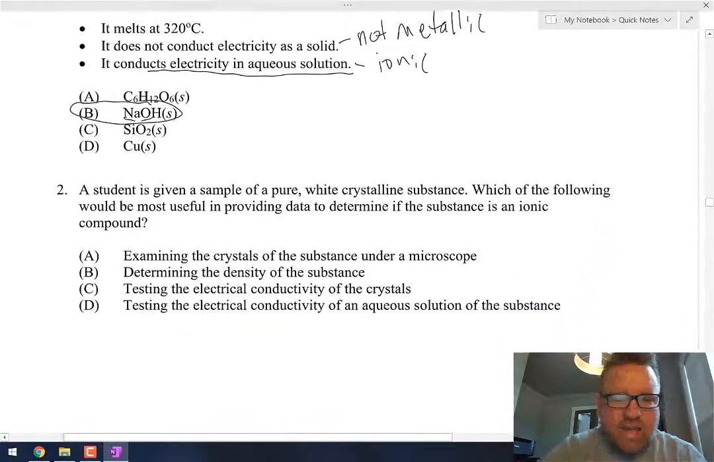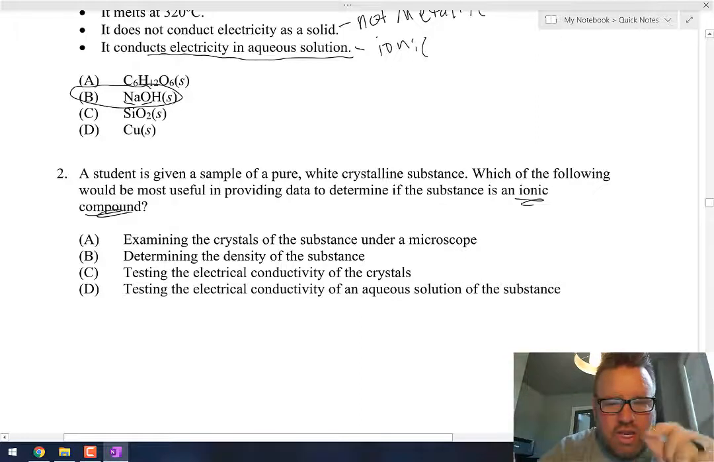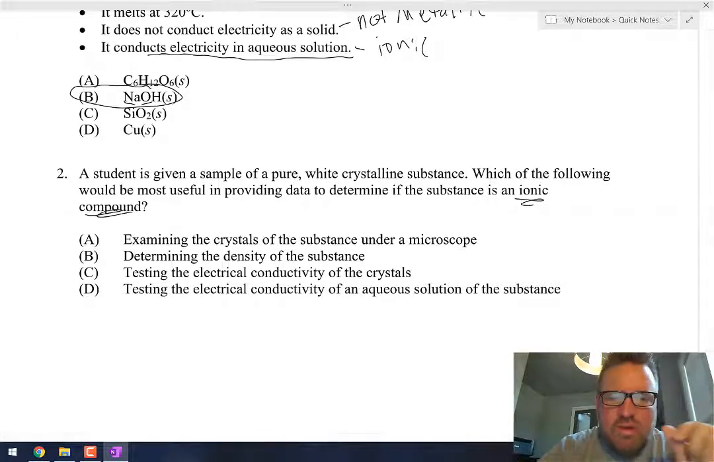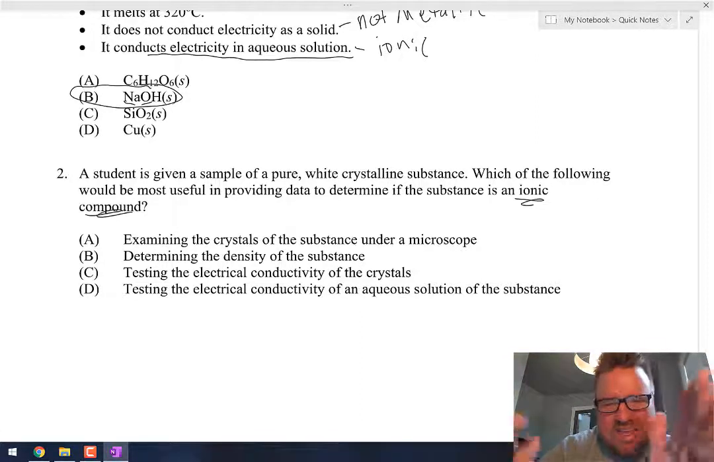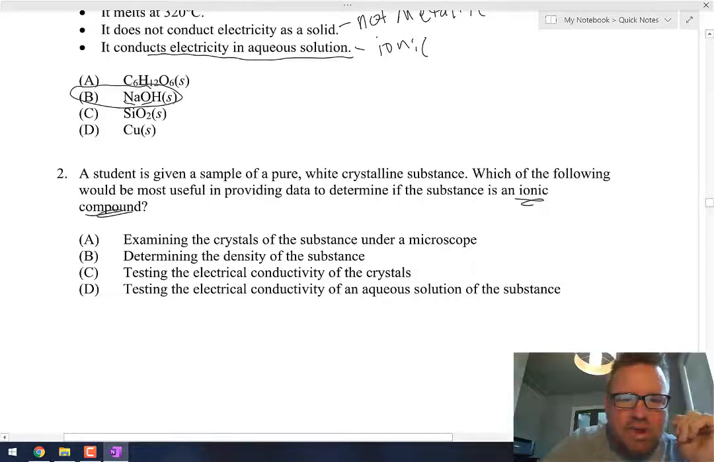would be metallic. Okay, which of the following would be most useful in determining if the substance is an ionic compound? So which of these is going to help us figure out whether it's ionic or not? Looking at the crystals under a microscope, we sort of talked about that because the ionic ones tend to be flat. Determining the density of the substance. We didn't really talk about which one's more dense or not.